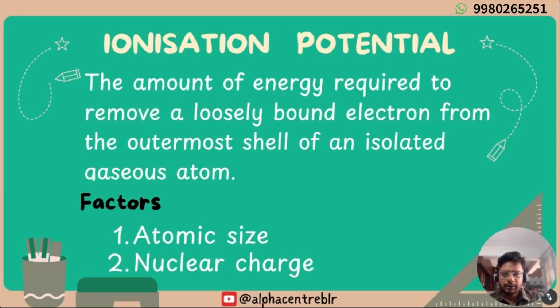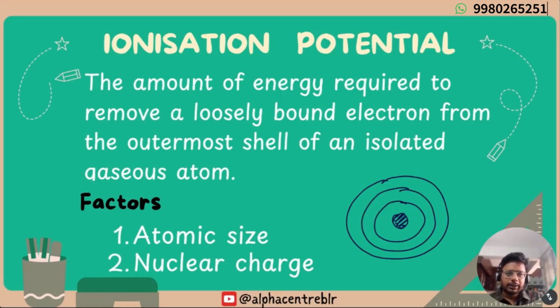Suppose this is our atom. This is the nucleus and there are several shells. This electron here lies in the outermost shell. So ionization potential explains the amount of energy required to remove a loosely bound electron from the outermost shell of an isolated gaseous atom. It means how much energy is required to remove this electron from the outermost shell. That is ionization potential.